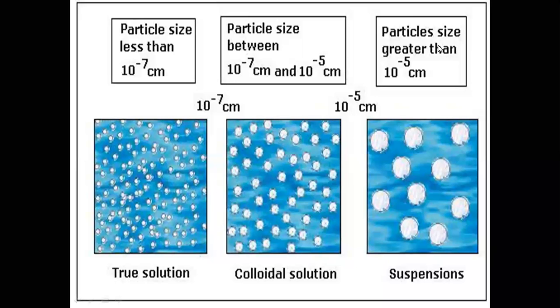Now the differences between true solution, colloidal solution and suspension. In a true solution, the particle size is less than 10 power minus 7 centimeter. In a colloidal solution, the particle size is between 10 power minus 7 centimeter and 10 power minus 5 centimeter. In a suspension, the particle size is greater than 10 power minus 5 centimeter.